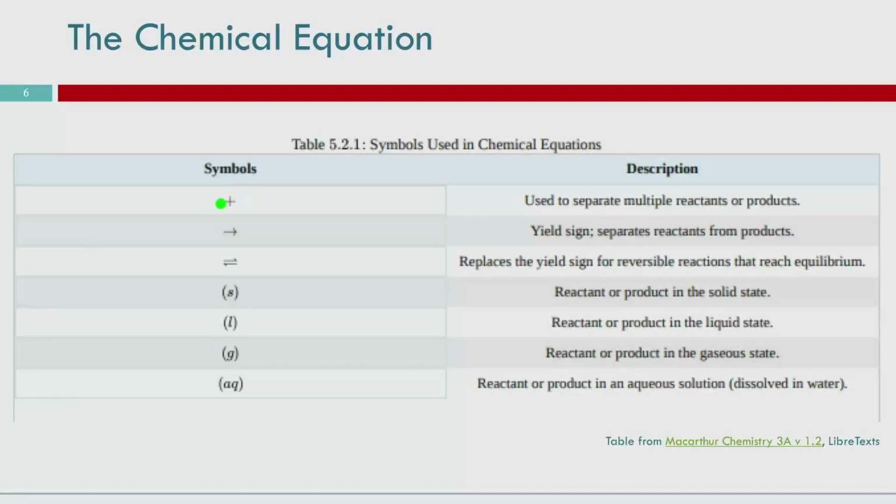So this is a table from our online book. We've got the plus. You just separate all your different chemicals with a plus if they're on the same side. We've got our reaction arrow. We've also got a double-headed reaction arrow, so this means that it can go both ways. There are some reactions that do that. We've got solid, liquid, gas, and aqueous. Aqueous means that it's dissolved in water.